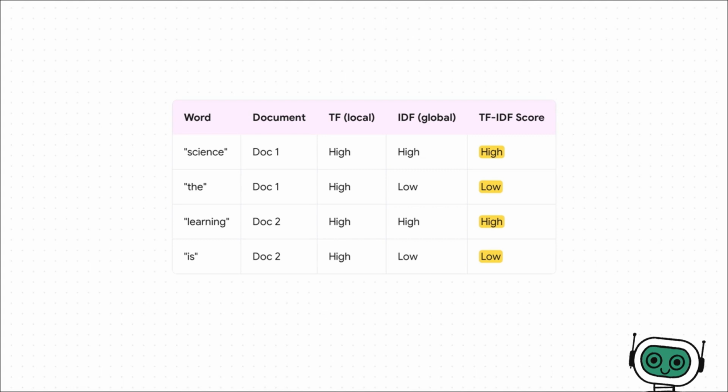Let's walk through a quick example. In document 1, the word science has a high term frequency. If science is also a rare word across our whole collection, its IDF will also be high. High times high gives us a high TF-IDF score. Perfect. Now, look at the word the in that same document. It also has a high TF. But because it's in almost every document, its IDF is super low. High times low gives us a low final score. And just like that, the algorithm highlights the important keywords and pushes down the noise.